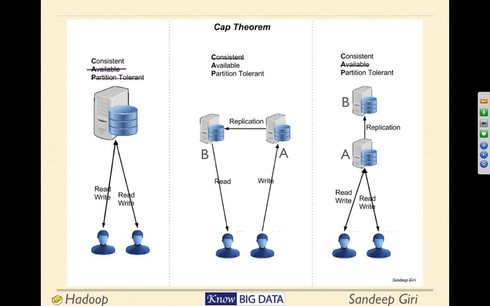Now the third configuration, like our name node and secondary name node kind of model, you can see that there is a machine which is getting replicated onto B.